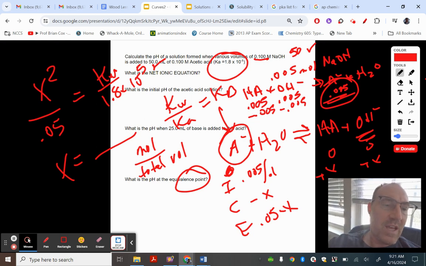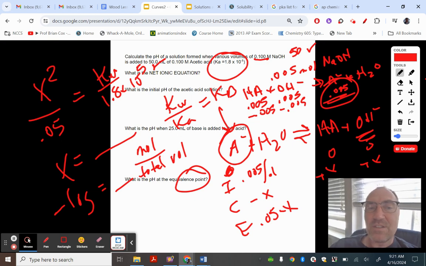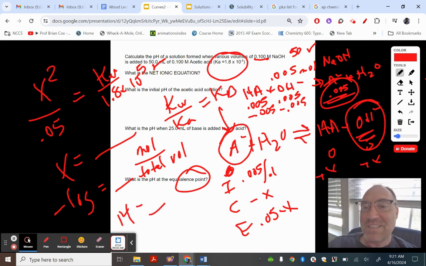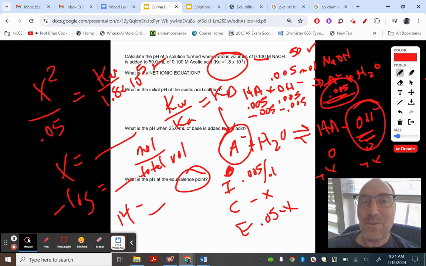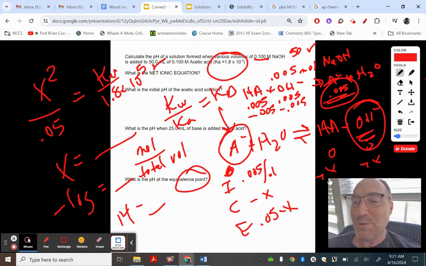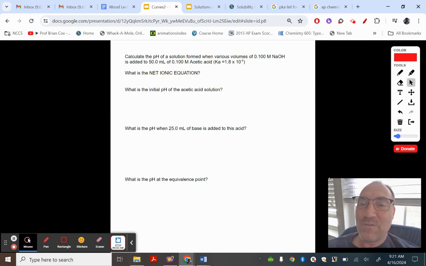But what you have to do then is take the negative log. And what's really crazy is it's the pOH because it's a base at this point, so you have to subtract from 14. Needless to say, I'll give you a video to work through some extra calculations on these. These are tricky, but we can do it.